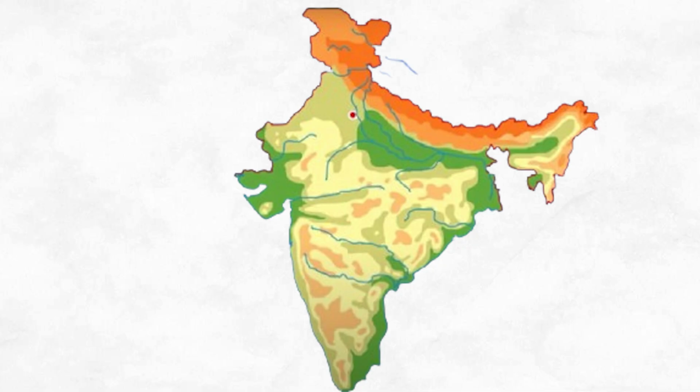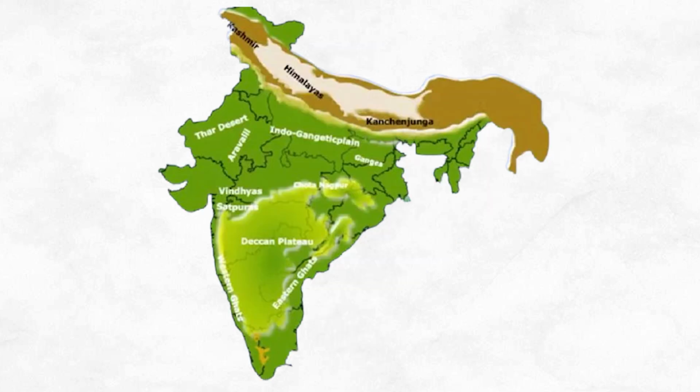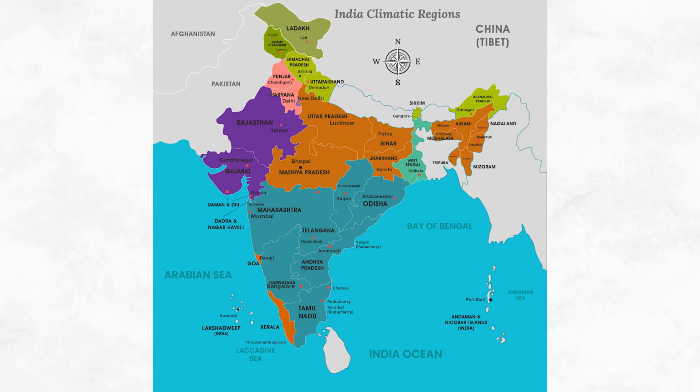Climatic regions of India. India has as great a variety in climate as it has in relief. The climate of India ranges from dry desert type in Rajasthan to humid climate near the sea coasts and wet climate in Meghalaya in the northeast.